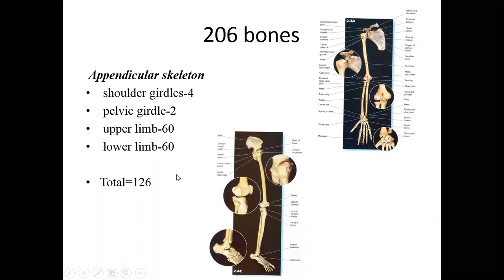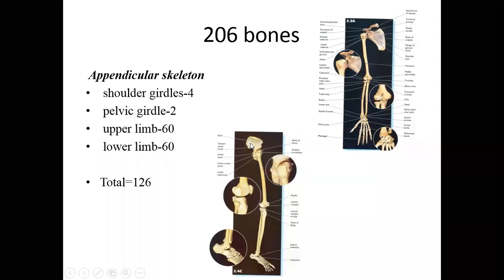Pelvic girdle, they are the hip bones. So this is the hip bone. So hip bones are on one side, and you have to expect the other side. So right and left side hip bones, so 2. Upper limb bones, all the bones, if you count, it becomes 60 in number. Lower limb bones, all the bones, 60 in number. Total number is 126.